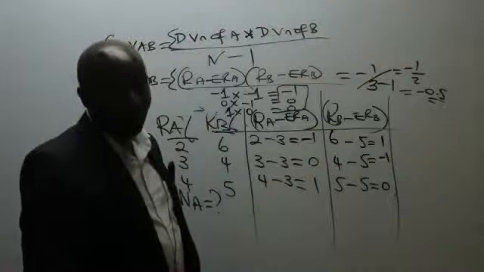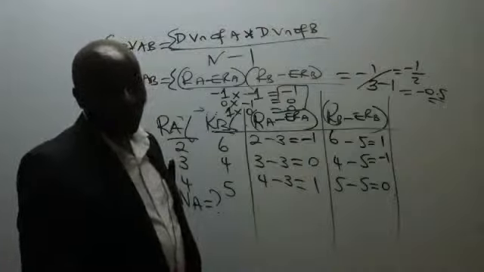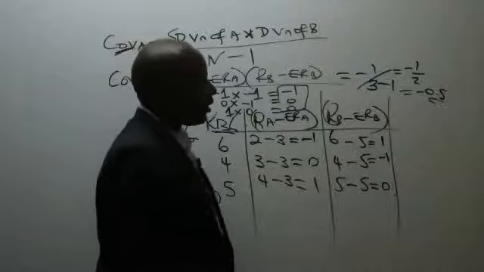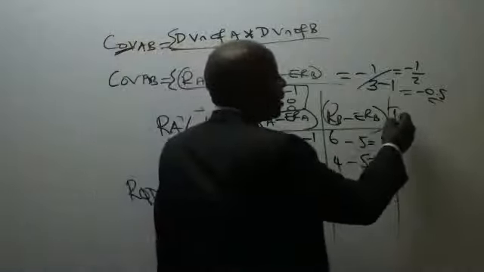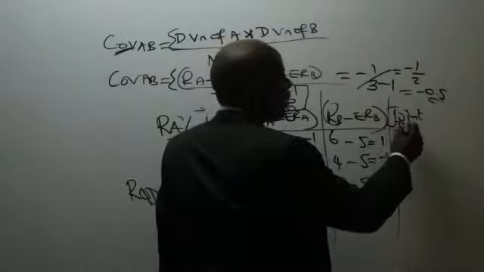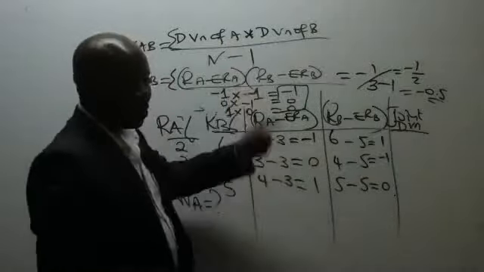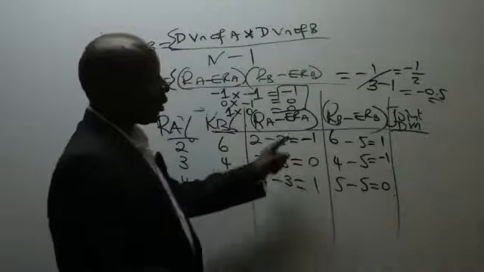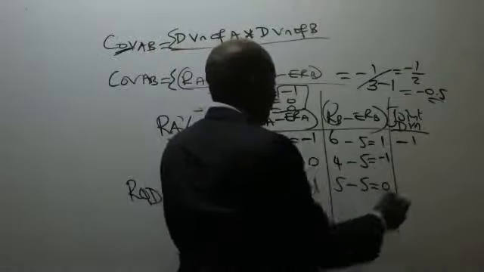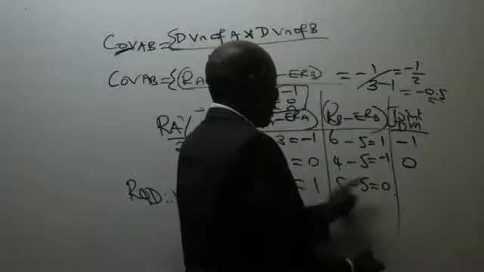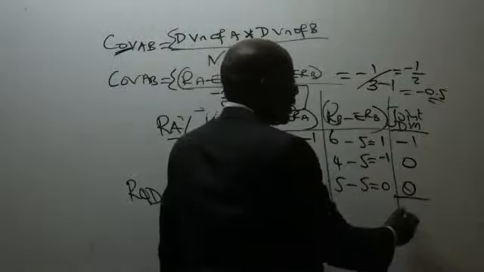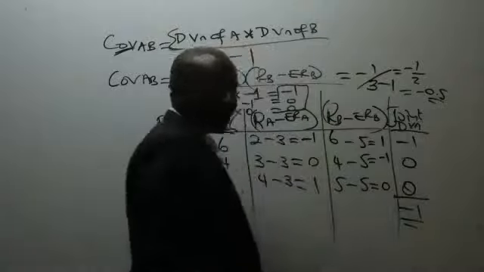For WA, already I've gotten the answer. So please remember what I've done here is to come and get the joint deviation for my numerator. Joint means you're multiplying them. This is what I did to get -1. This one here gave me 0. This one here gave me 0. So when I added here, I got -1 like that.